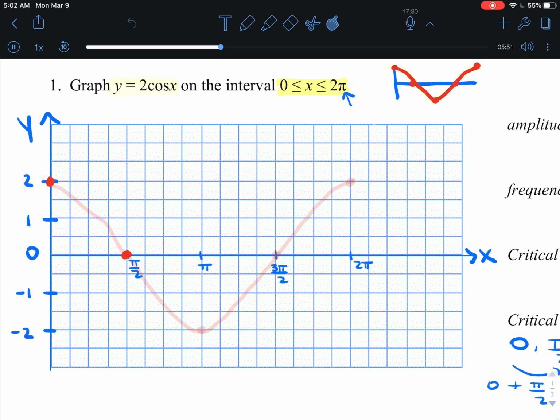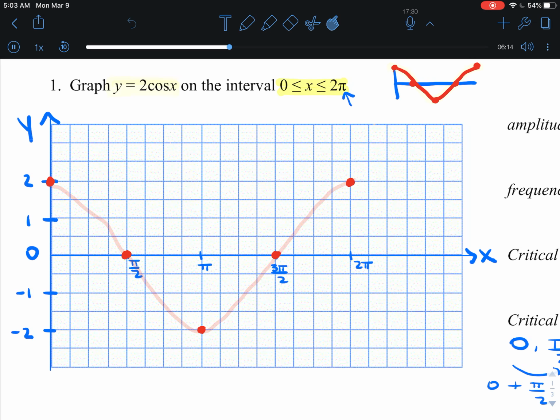Now we know cosine is going to go to the minimum after the middle. So at pi, I'm going to plot the point pi, negative 2. Then it's going to come back up to the middle at its next critical value of 3 pi over 2. So the middle here again is 0. And then at 2 pi, we're going to end back up at our maximum point.